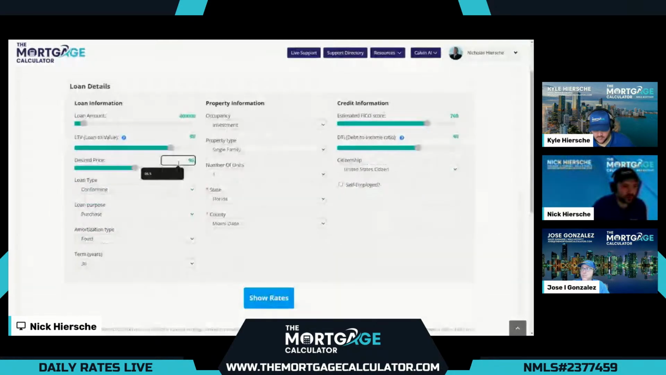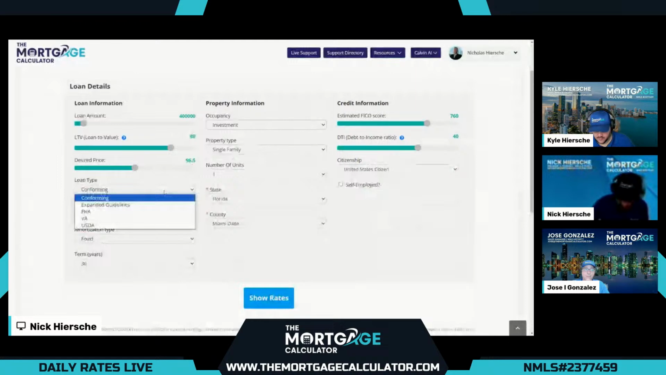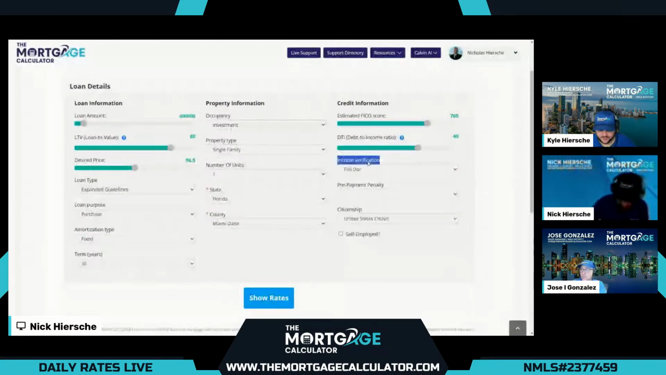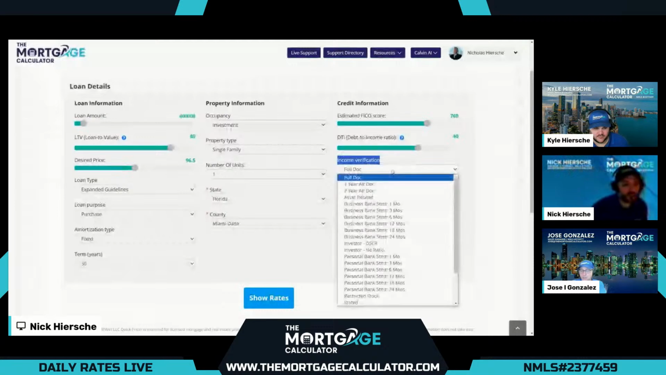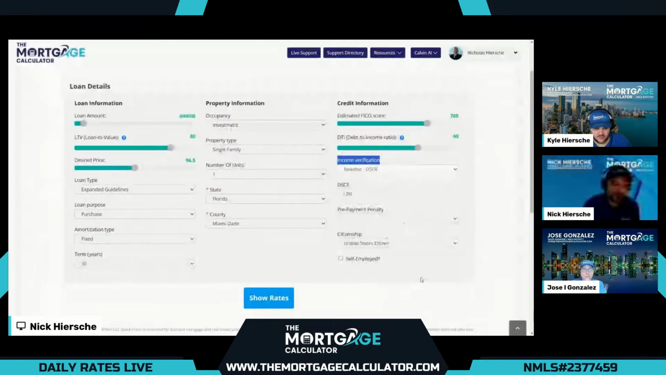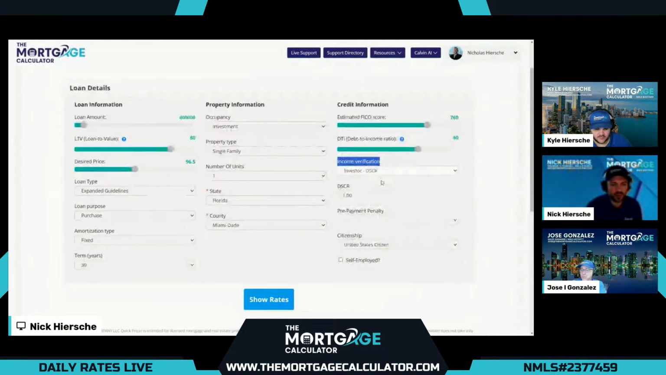So we'll set up the same scenario, and this time we'll select the expanded guidelines, also known as non-QM. So the first thing we need to select is our income type. The most popular income type for an investment and the most popular loan we do is the DSCR. We don't require any income or employment info from our borrowers. We simply use the estimated rental income to determine a DSCR value. It stands for debt service coverage ratio.